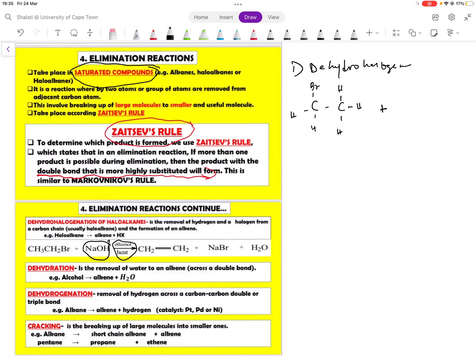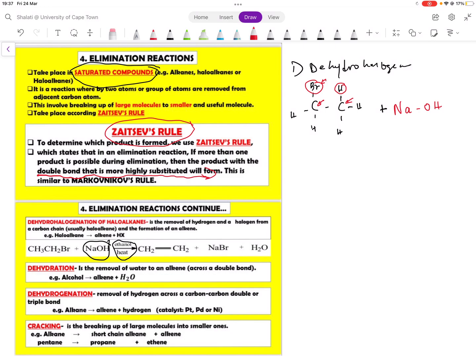In this case, we're going to remove a hydrogen and a bromine. It doesn't matter which hydrogen you remove, as long as if you remove bromine on this carbon, on the other one you must remove the hydrogen. You can't remove bromine and hydrogen from one carbon. I hope you understand what I'm trying to say. So we're going to use sodium hydroxide for this extraction, which is Na bonded to OH.